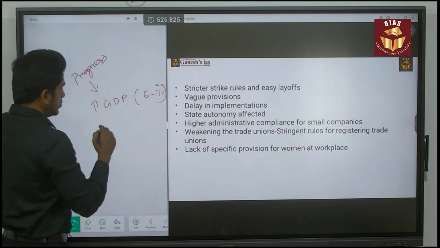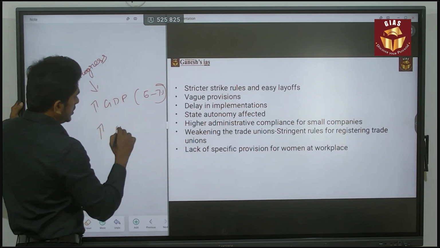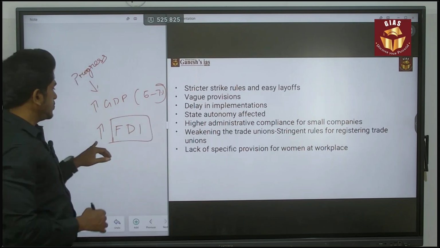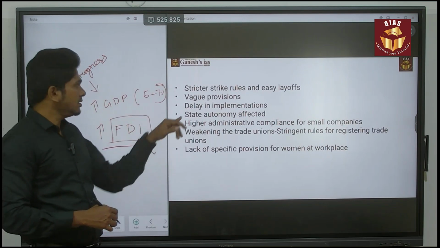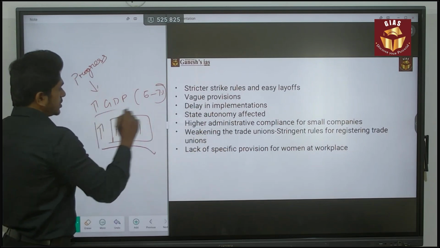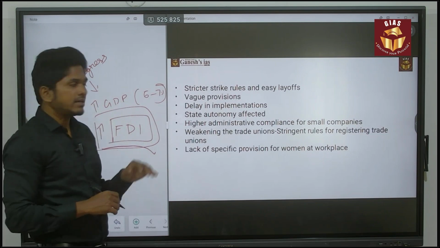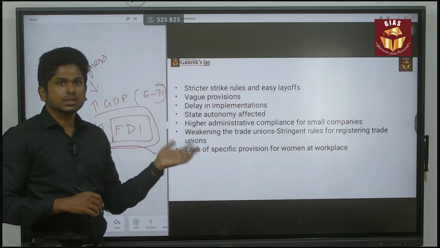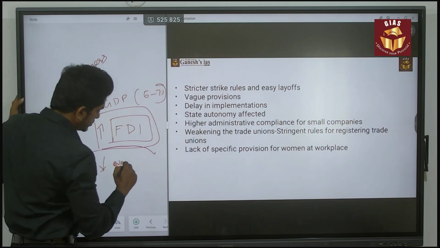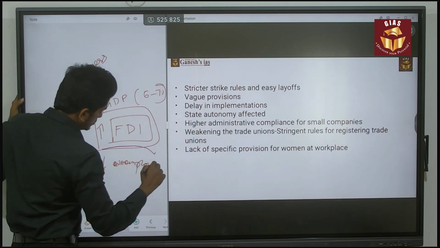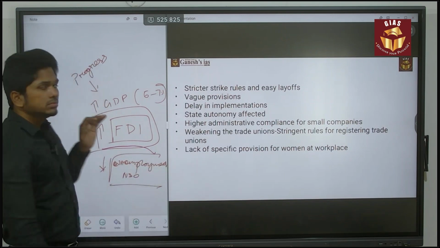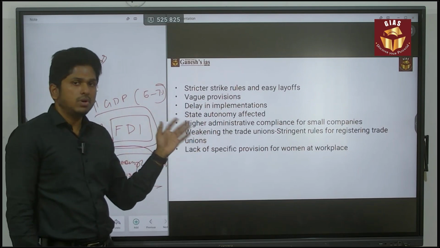And also you can view the recent news itself. India achieved the highest FDI in history, which means foreign direct investments. All this is happening due to these 4 labor laws. So India achieved a huge FDI inflow. That is also due to these 4 labor codes. And also India showed a reduction in unemployment based on the NSO report. That also happened due to these 4 labor codes.